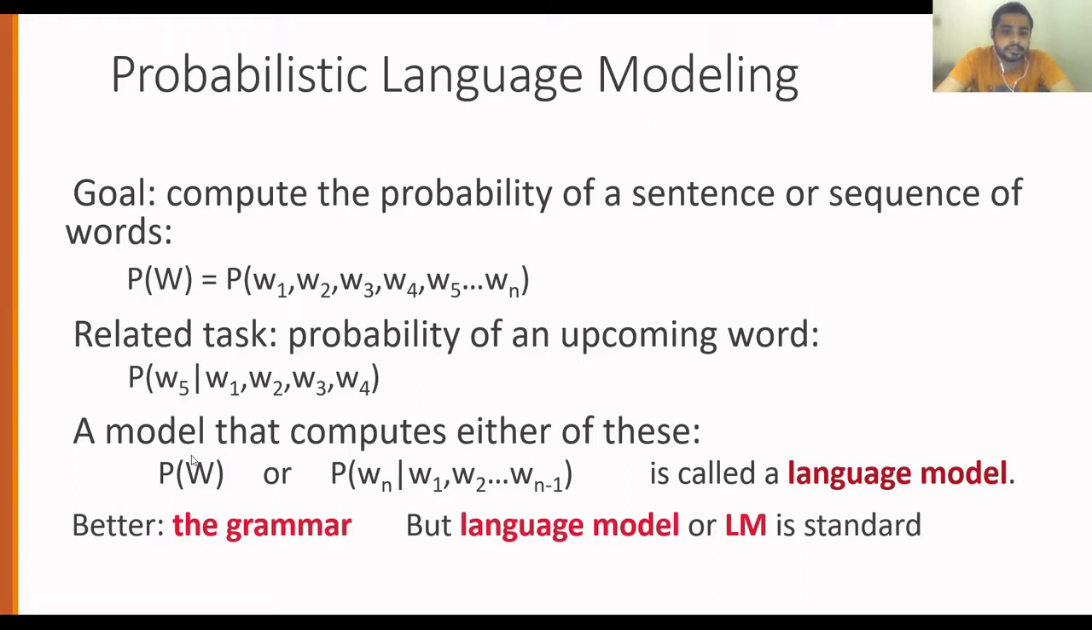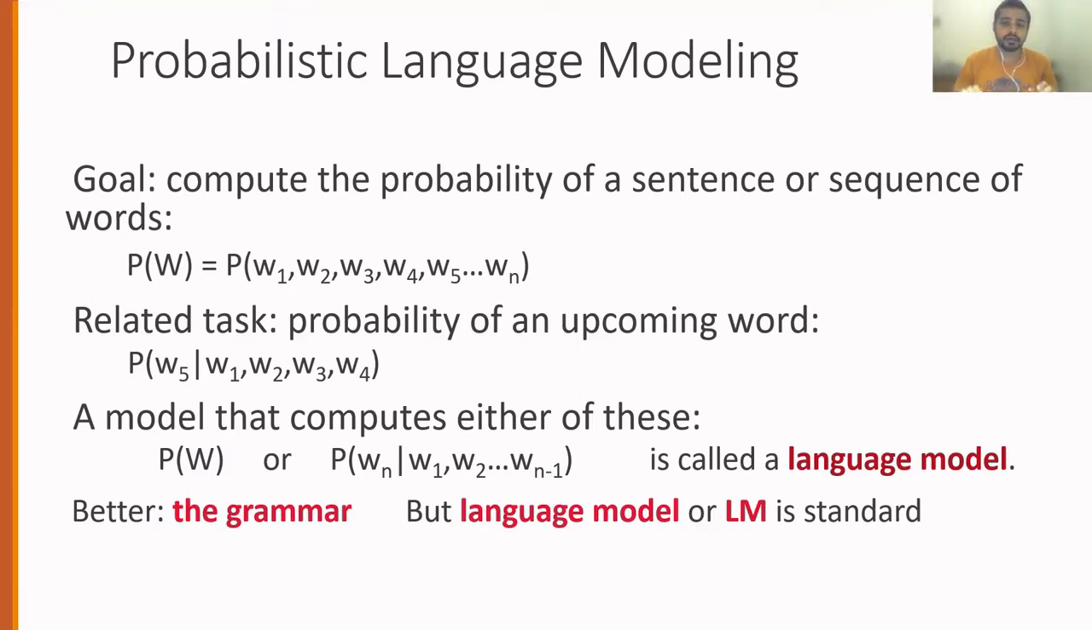Models that assign probabilities to sequences of words are called language models. So the goal is to compute the probability of an entire sentence or a sequence of words. Mathematically, we can represent this as the first equation here, that is P of W. The W means the entire sentence, which consists of the words 1 to n in that sequence. So P of W represents the probability of that sentence, how likely that sentence can appear in a text.